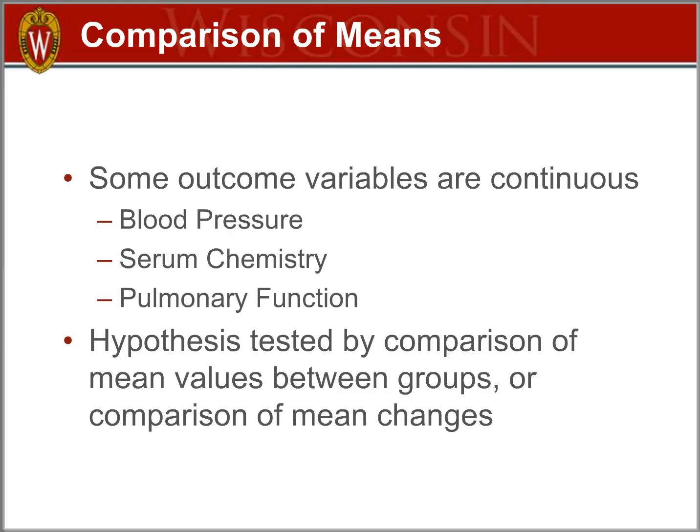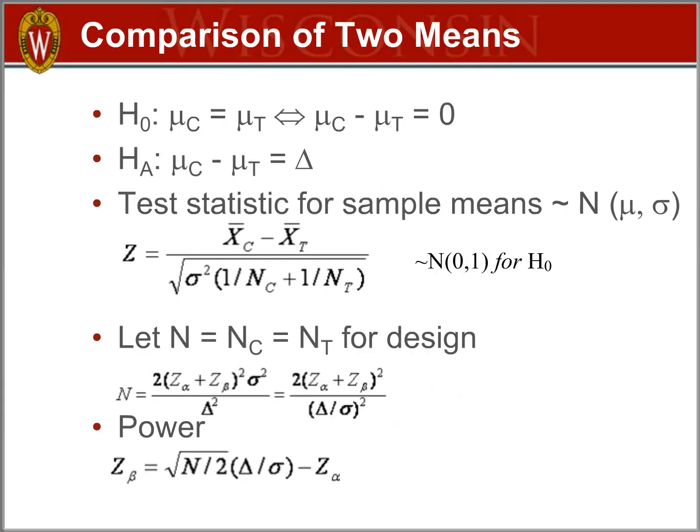The hypothesis that we're going to test might be comparing the mean values between the groups or the comparison of mean changes. So if that were the sample size calculation that we are going to address ourselves, how would that proceed? Well, we still have a null hypothesis of no difference. In this case, it's no difference in mean values, which I've labeled mu sub c and mu sub t, indicating the mean values in the control and treatment arm, or that the difference in those parameters, mu c minus mu sub t, is 0.